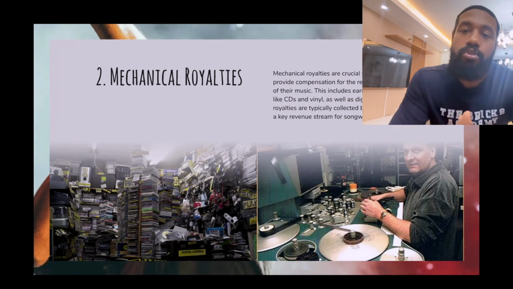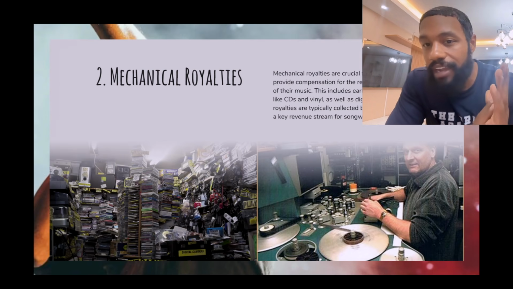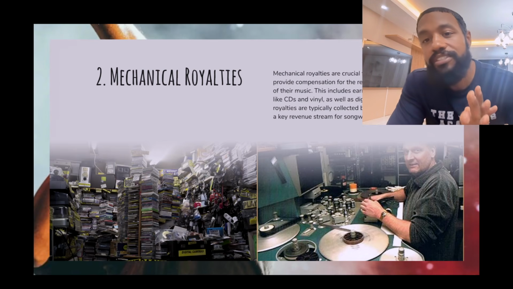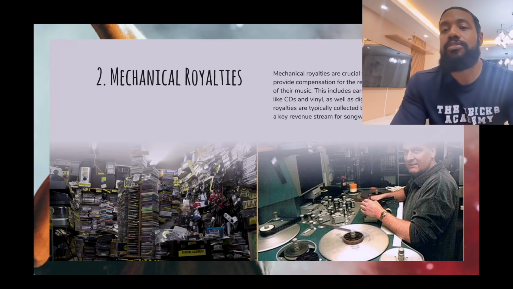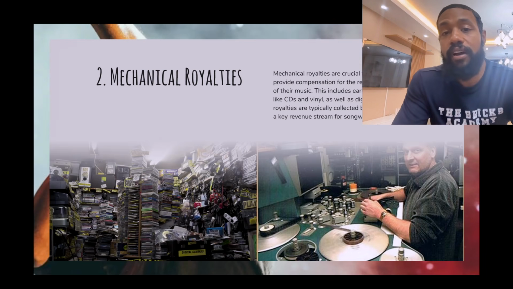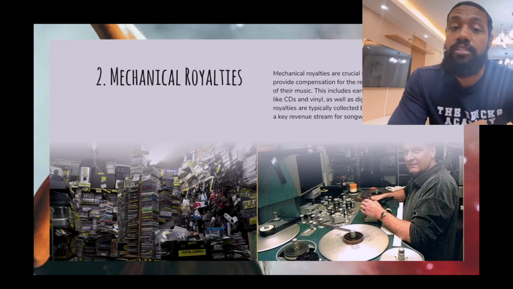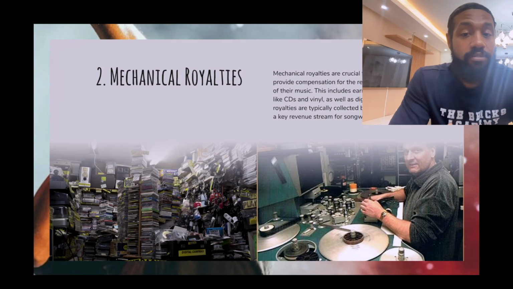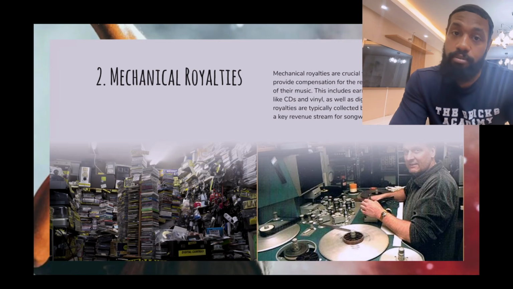Mechanical royalties are crucial for music producers as they provide compensation for the reproduction and distribution of their music. This includes earnings from physical formats, like I said before, CDs, vinyl, as well as digital downloads. This can also be streaming. The royalties are typically collected by music publishers, and they are a key revenue stream for songwriters and producers alike, okay?